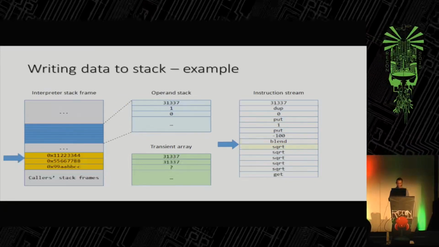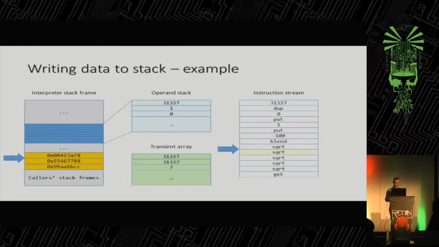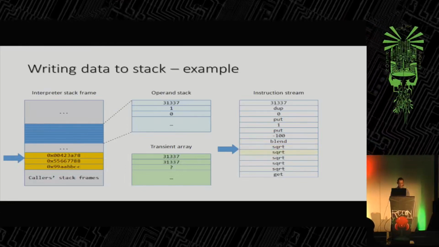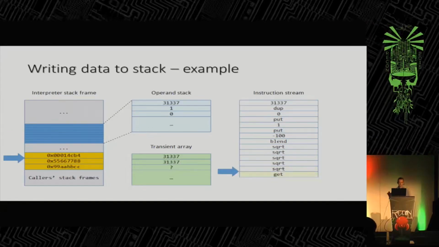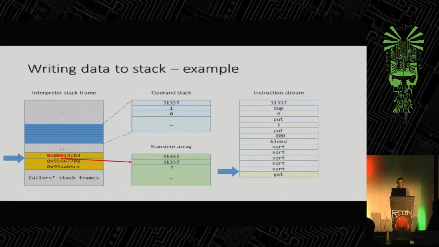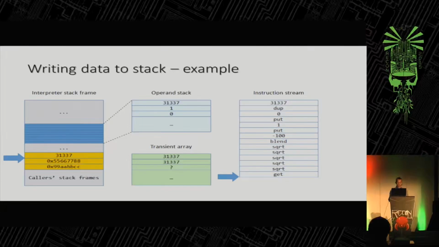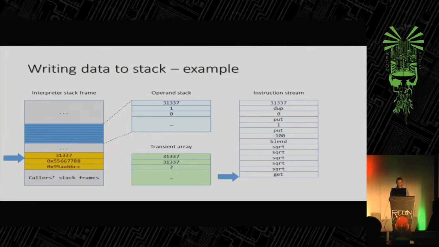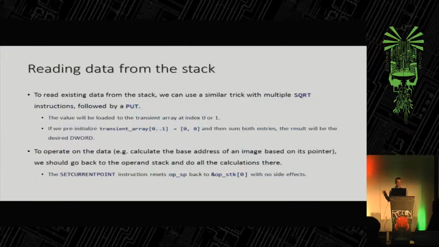Okay. Then we just execute 5 square root instructions, so we can see that the original value is basically decreasing until the point where the highest 16 bits, which are the argument for get, become 1, and then we just issue the get instruction, which fetches the data from the transient array, and we have the controlled value on the stack wherever we want.